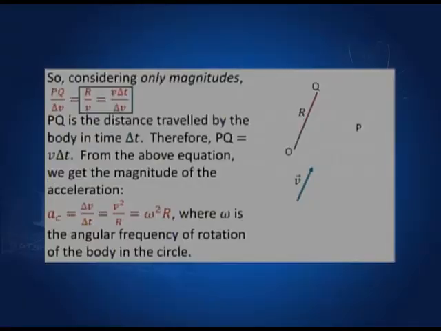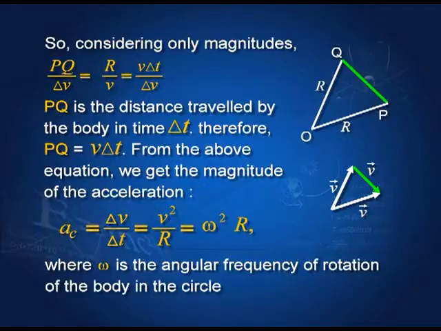If they are similar, then r by v must be equal to v delta t by delta v, where this is v delta t and this is delta v. So, r by v must be equal to delta v by QP, which is v delta t. So, this is the formula for similar triangles, and from this we can easily find delta v by delta t.